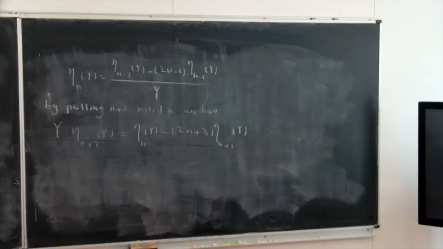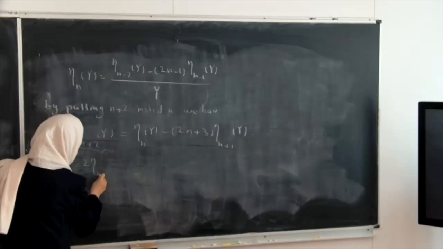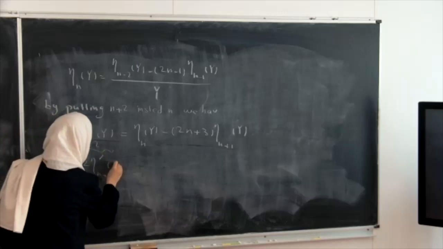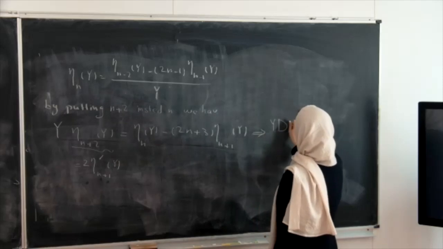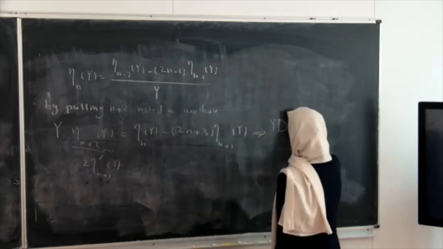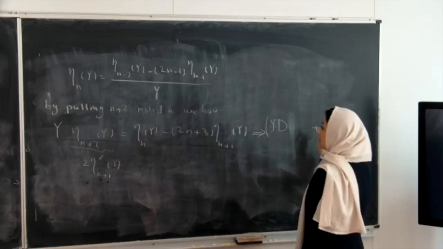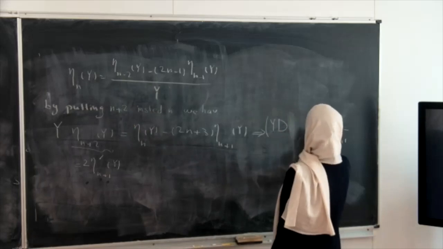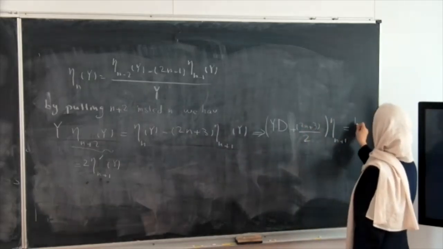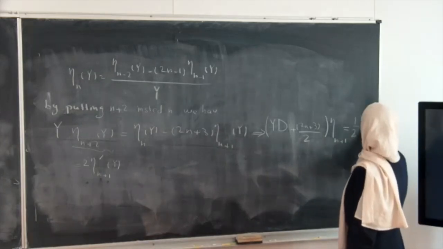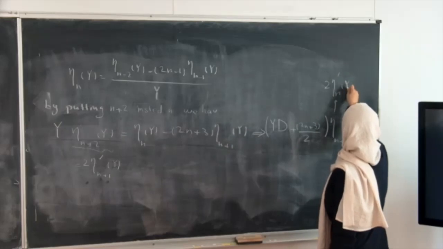From the derivative of the eta function, we find that we can write it equals 2 eta n plus 1, the derivative of eta n plus 1 of y. So from this we have y times the derivative of eta n plus 1, plus (2n plus 3) divided by 2 eta n plus 1 is equal to half eta n of y. Again, we can write it as 2 times the derivative of eta n of y.